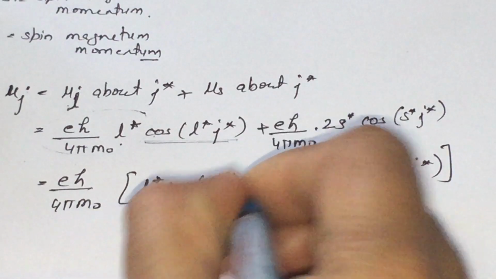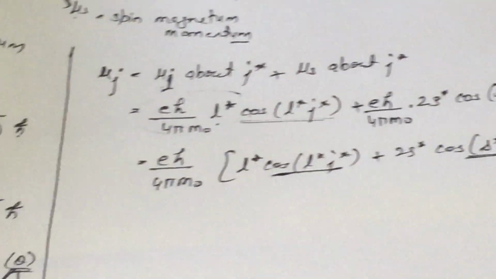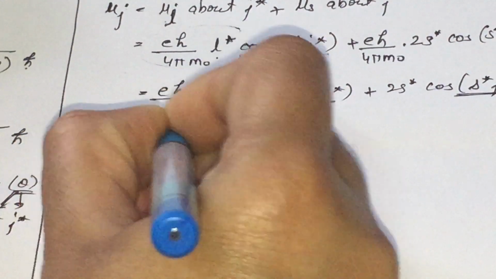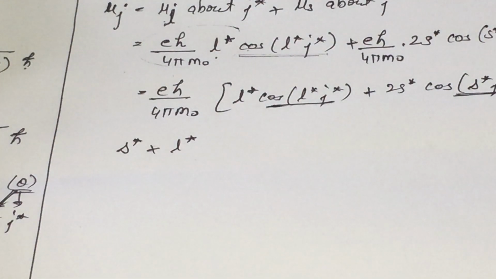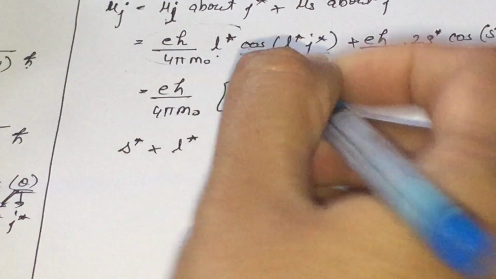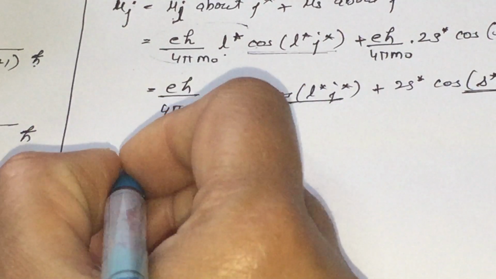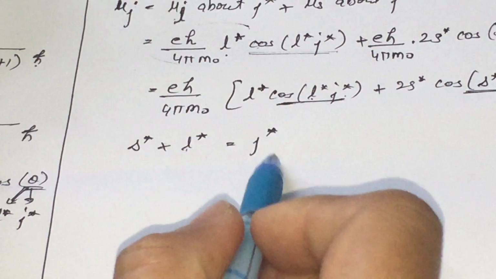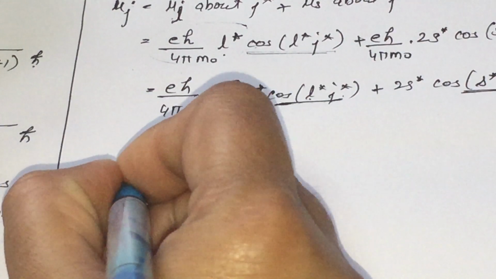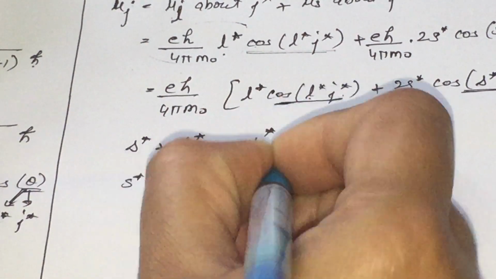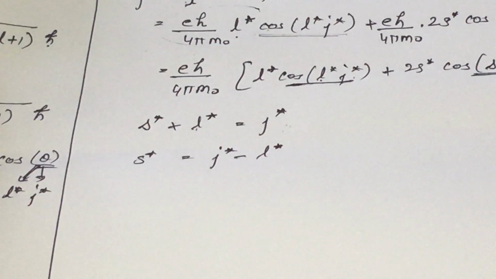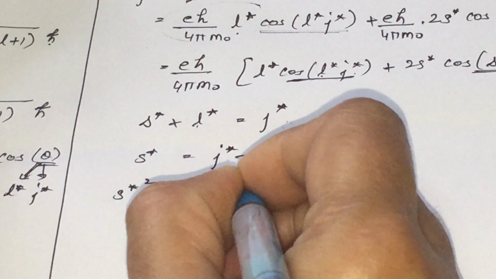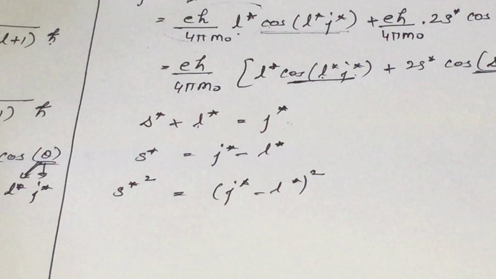Now we will find the value of these angles. You can easily find the value of this angle, as you very well know that the addition of spin angular momentum and orbital angular momentum is equal to the total angular momentum. If we have to find the angle between L star and J star, we take L star to the side of J star, and we have S star equal to J star minus L star, and squaring both sides we have S star square equal to J star minus L star, that is whole square.